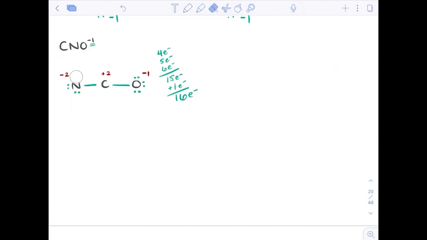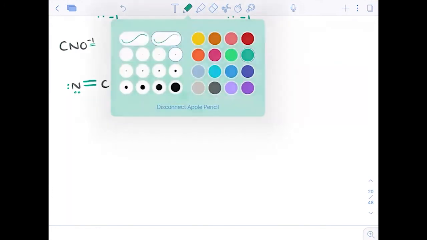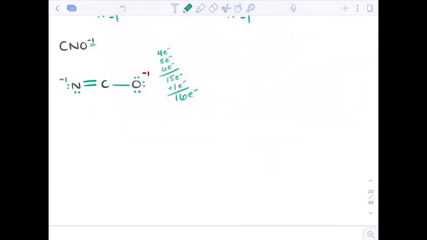So the first thing I'll do is let's just share. Let's share one there. And what that gives us is a little bit better scenario. -1, +1. Let's share from the oxygen. Let's just share evenly. Maybe you guys think, yeah, let's start there. And that would give overall this structure. Well, that's great, right? Nitrogen having a -1 charge, carbon being neutral, oxygen being neutral. Quickly do those formal charges.